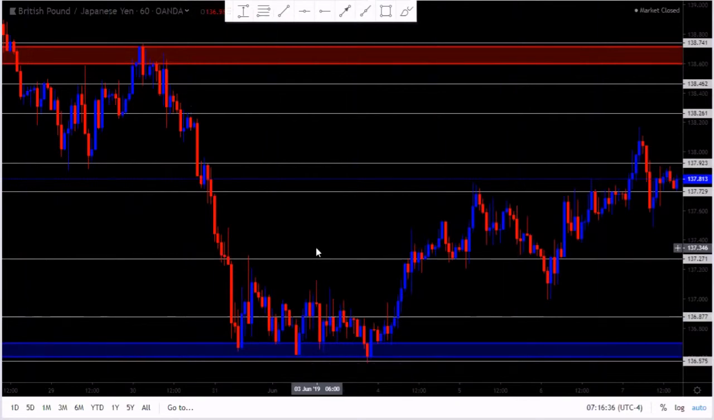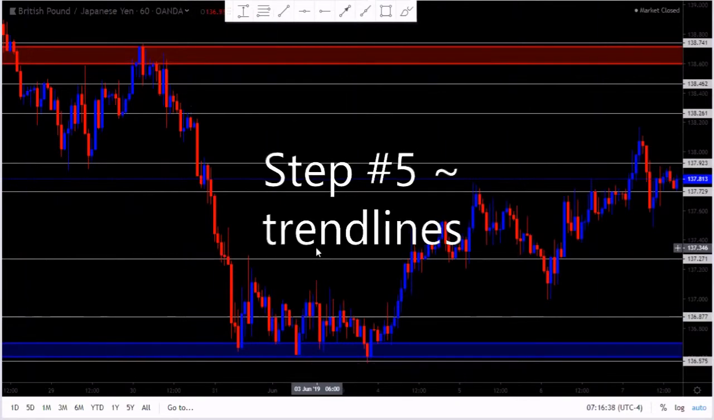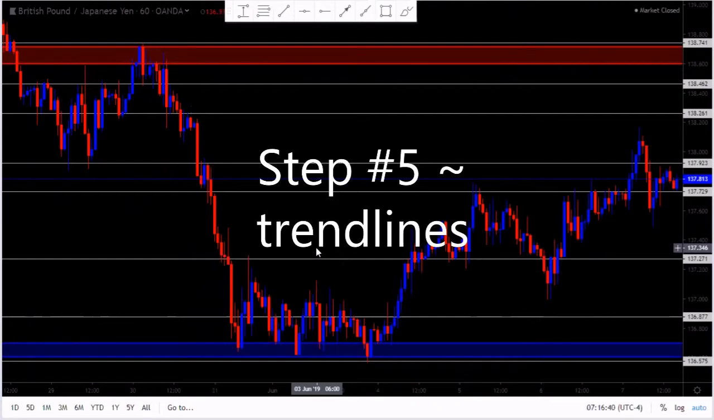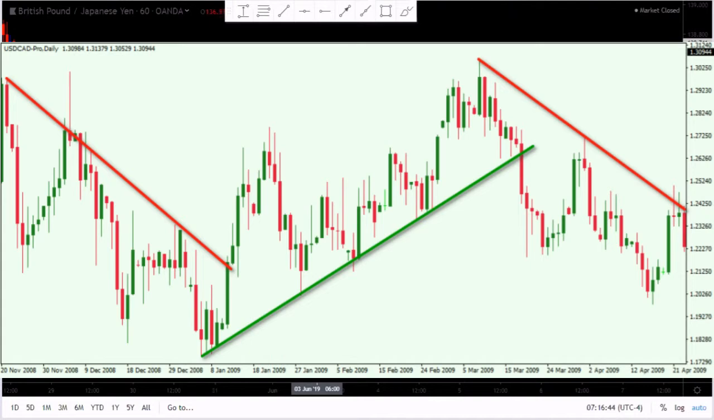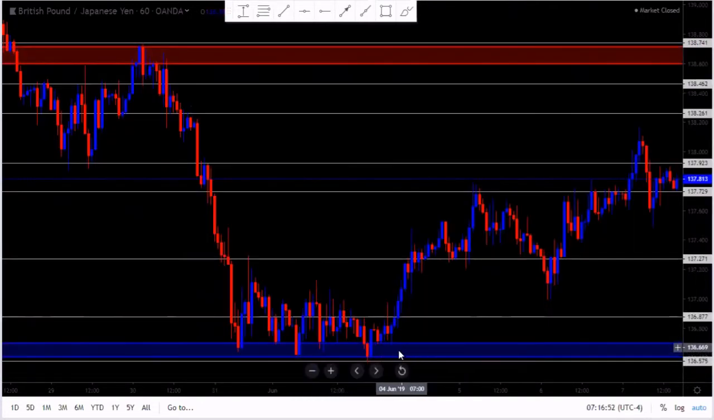So the fifth and last step, guys, we would like to identify our trend lines. So what I do is we look at the low, right? We start at the low. Here's our low. Remember we identified that low?